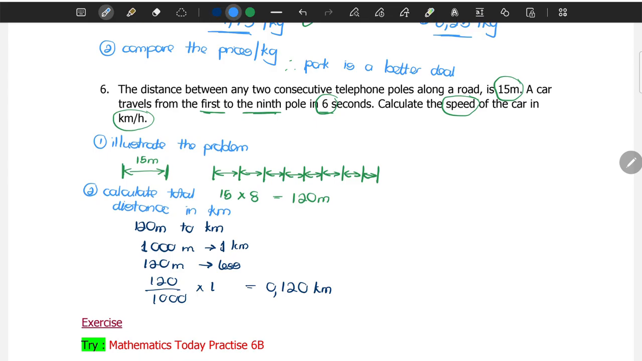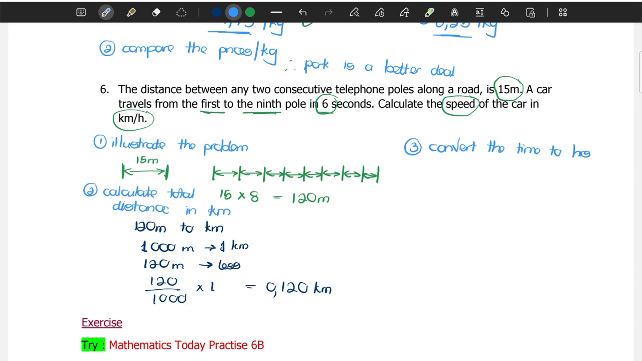Now the next part is to convert the time to hours. So an important thing is, we're told that the 6 seconds is for all the 9 poles. It's not for just one pole. It's for covering all the 9 poles.